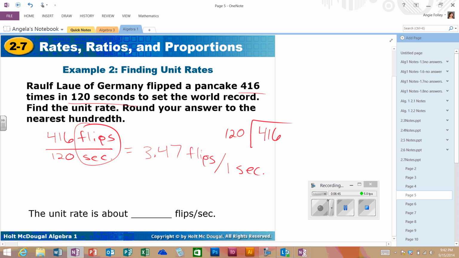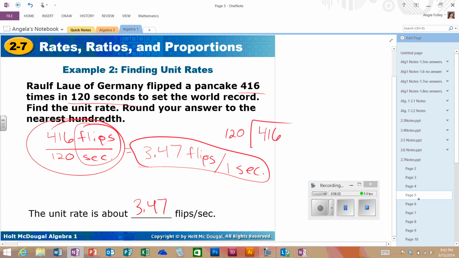So again, we just did the flips per second and divided it, and our answer comes out to a unit rate of 3.47 flips per second.